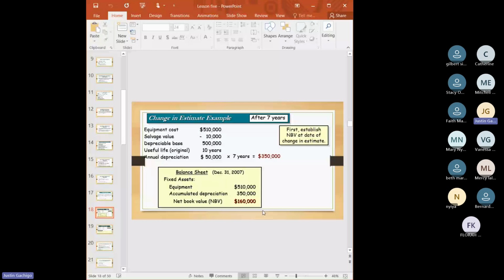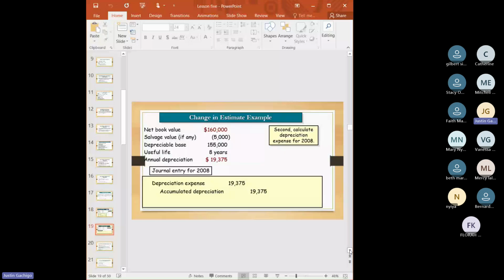Now, the next step is to get the depreciation after the change. So the net book value is 160, less the new salvage value, to get the depreciable base of 155. The useful life is 8 years, and therefore the annual depreciation will be 19,375. In this case, you need to debit the depreciation expense by 19,375 and credit the accumulated depreciation with the same amount. That is how we go about it.